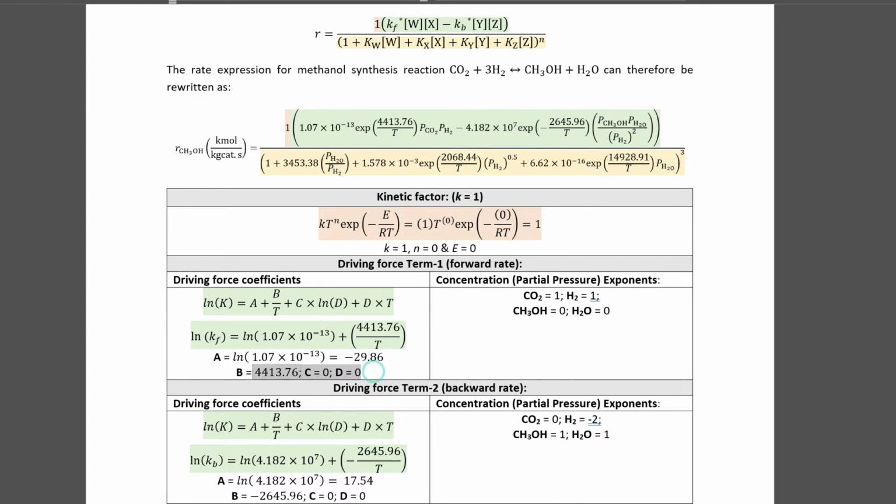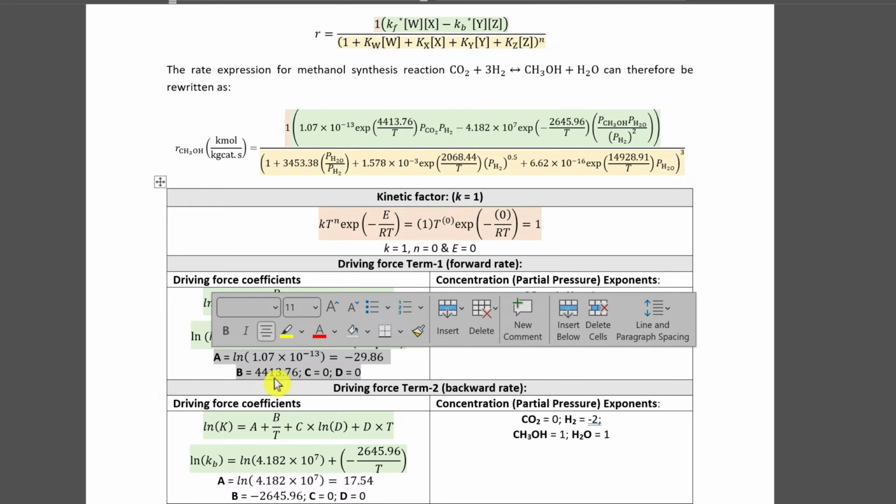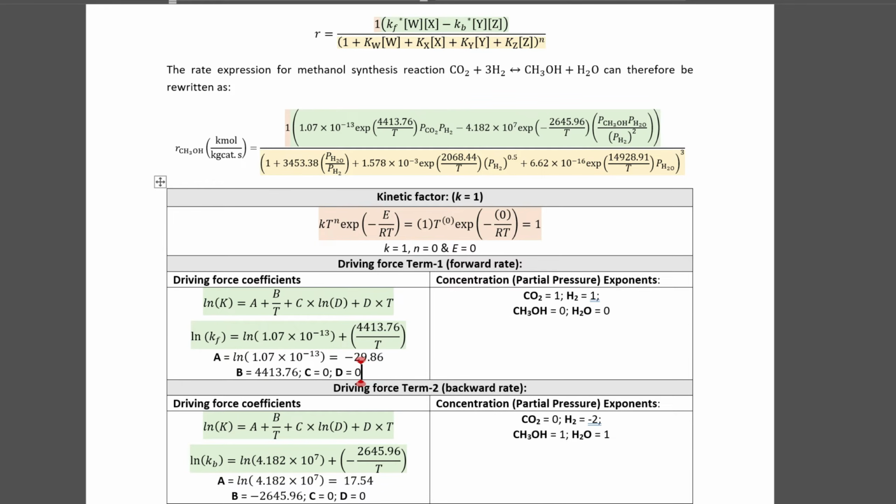So the Aspen Plus requires the definition of A, B, C and D coefficients to define the driving force as well as the concentration exponents. Concentration exponents are the exponents of the partial pressures multiplying with the kinetic factor. The exponent of carbon dioxide is 1, exponent of hydrogen is 1, and no other concentration term appears for the forward rate, so those will be zeros. So the exponents for CO2 and hydrogen are 1, and methanol and water are zeros.